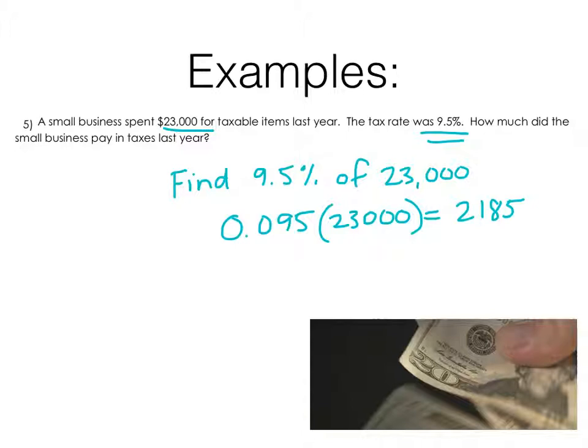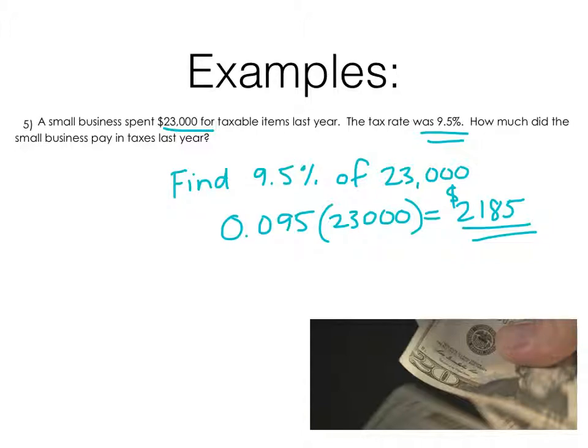And here's something cool as a business. You can actually write off. And what that means is you don't have to pay that part. You don't have to pay taxes on that when you do your taxes because you already paid. That's tax you already paid. So you don't have to pay taxes on your taxes. Okay? All right, so they paid $2,185 in taxes.